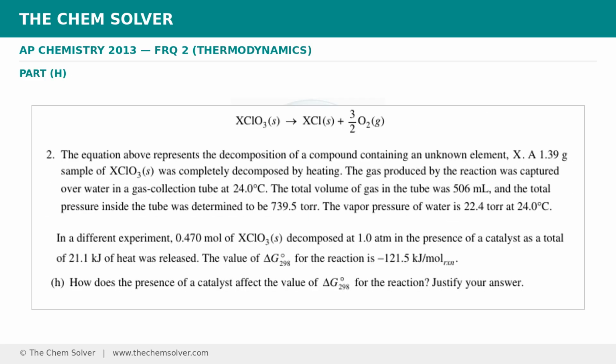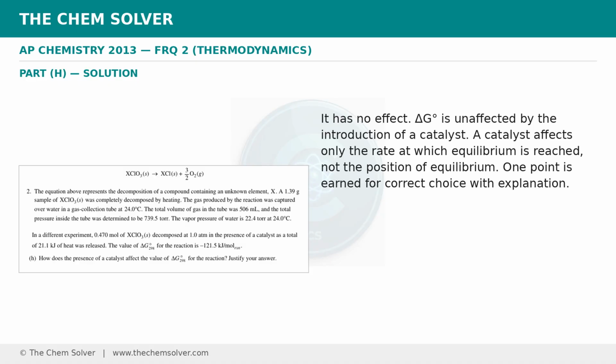How does the presence of a catalyst affect the value of delta G standard 298 for the reaction? Justify your answer. It has no effect. Delta G standard is unaffected by the introduction of a catalyst. A catalyst affects only the rate at which equilibrium is reached, not the position of equilibrium. 1 point is earned for correct choice with explanation.